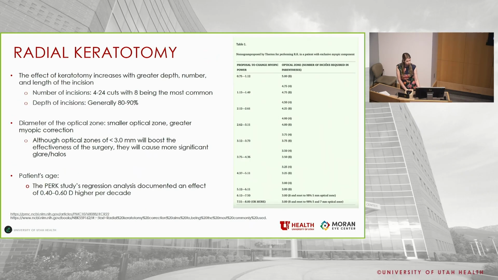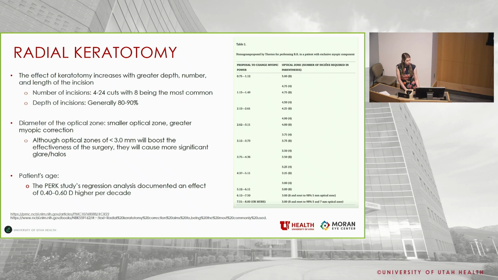So, some more modern principles of radial keratotomy. The effect of keratotomy increases with the greater depth, number, and length of the incisions. I'm sure that a lot of us on slit lamp exam have seen patients with RK, and there's a range of cuts that can be present. 8 is the most common, but the range can be from 4 to 24 cuts. And the depth of the incisions is generally 80 to 90% corneal thickness.